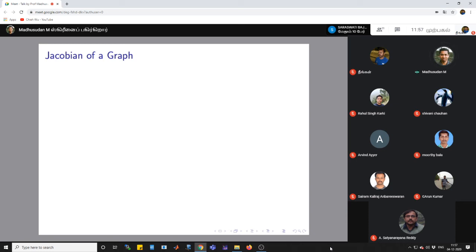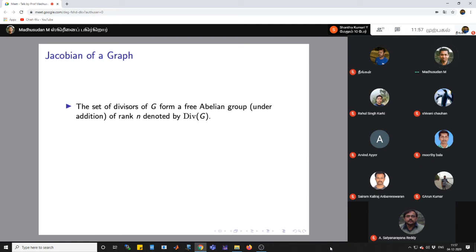Any questions? Okay, let me now move on to the second tool, which is the Jacobian of the graph. So the Jacobian of a graph is a finite abelian group associated to the graph. It's called by other names sometimes, a critical group and so on, probably in the sandpile literature. So what is the Jacobian of the graph?